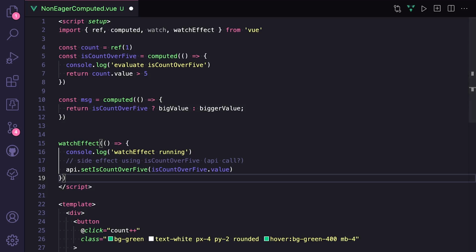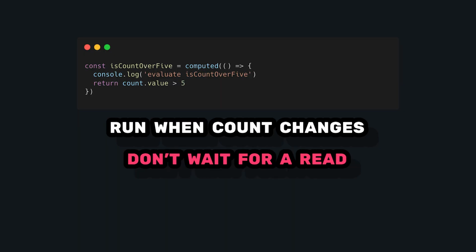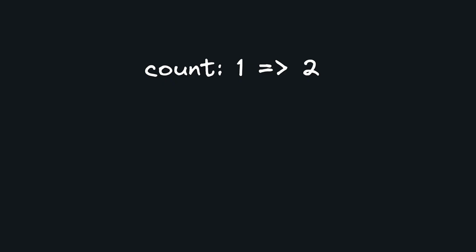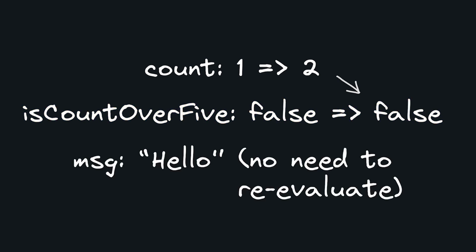And in these situations, we can solve this by making isCountOver5 compute eagerly instead of lazily, meaning our callback will run as soon as the dependency changes instead of waiting for it to be read. So in the example, as soon as count changes, isCountOver5 will evaluate, and since we know this value, our watch effect and computed will only run when it changes instead of running all the time.